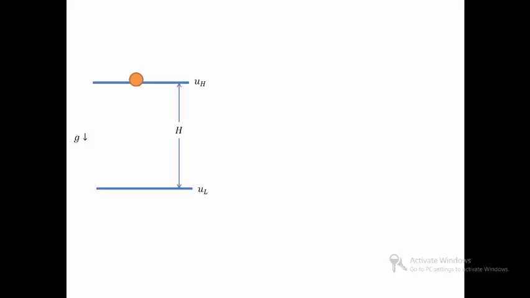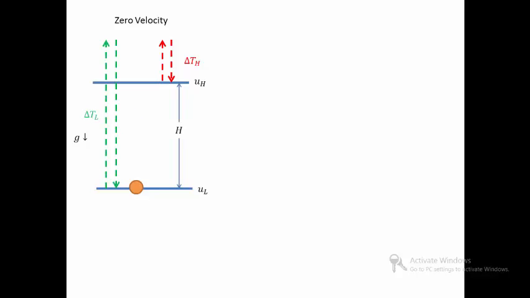After that, the particle continues moving up until its velocity becomes zero. Beyond this point, the particle is accelerated downward by the gravitational force and falling down. The time interval when the particle crosses the upper level while moving up and falling down is denoted by delta TH. Similarly, the time interval when the particle crosses the lower level while moving up and falling down is denoted by delta TL.